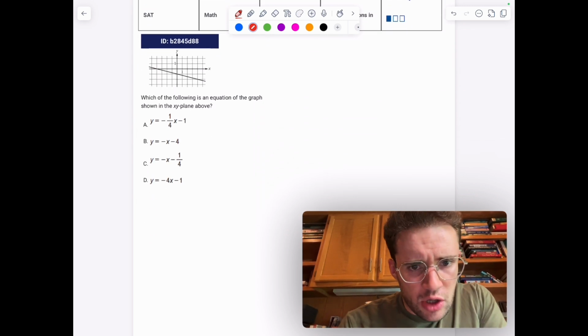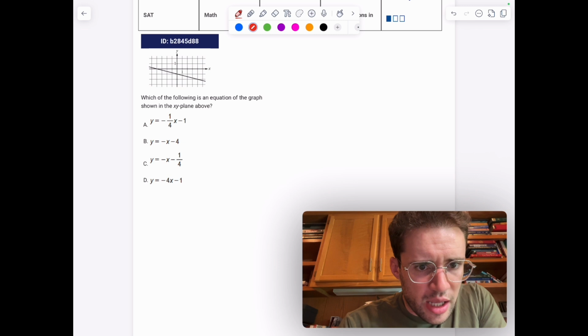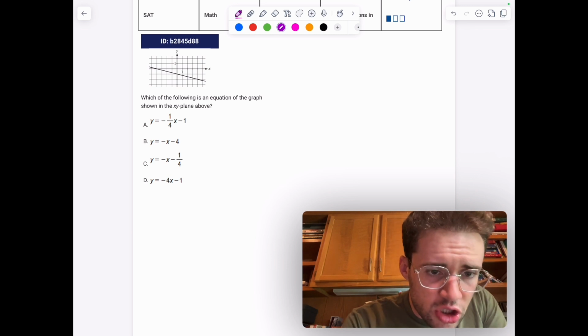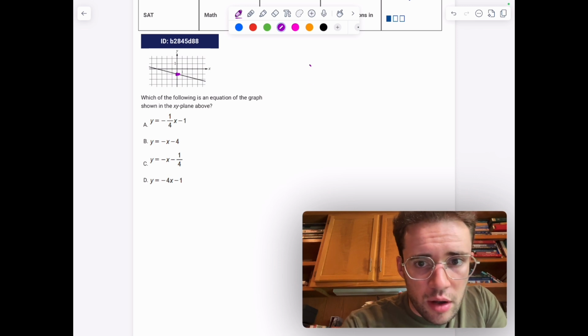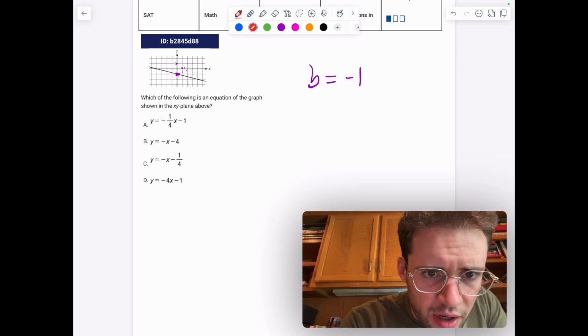Which of the following is an equation of the graph shown in the xy plane above? Let's see, they're all in slope-intercept form, so that's kind of nice. We just look at what our y-intercept is, which is -1. And our slope, well, we need to find another point it crosses.